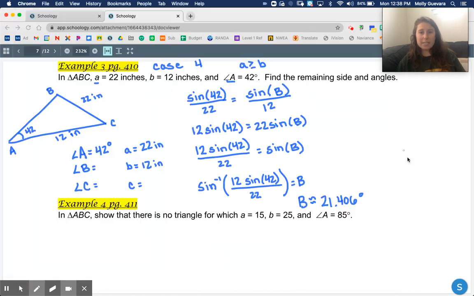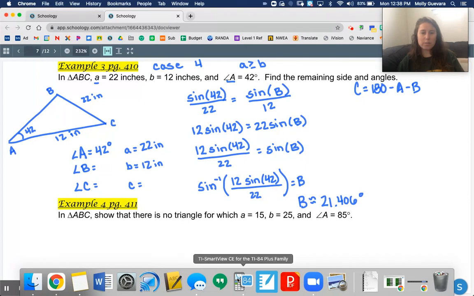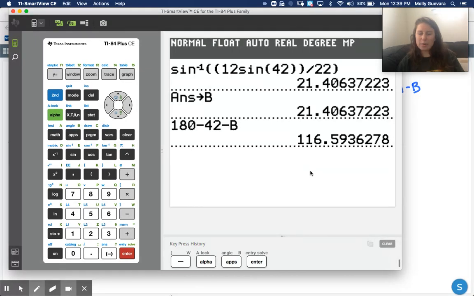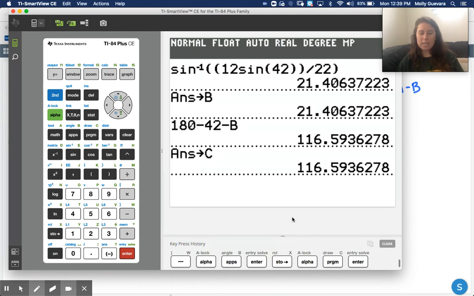Then to find C, right? C is just going to be 180 minus A minus B. So now if I go back to my calculator, 180 minus A, which is 42, minus B, and I'm just going to use B because then it doesn't round. And I get 116.59. And I'm going to store that under C. Okay, so that is now C.